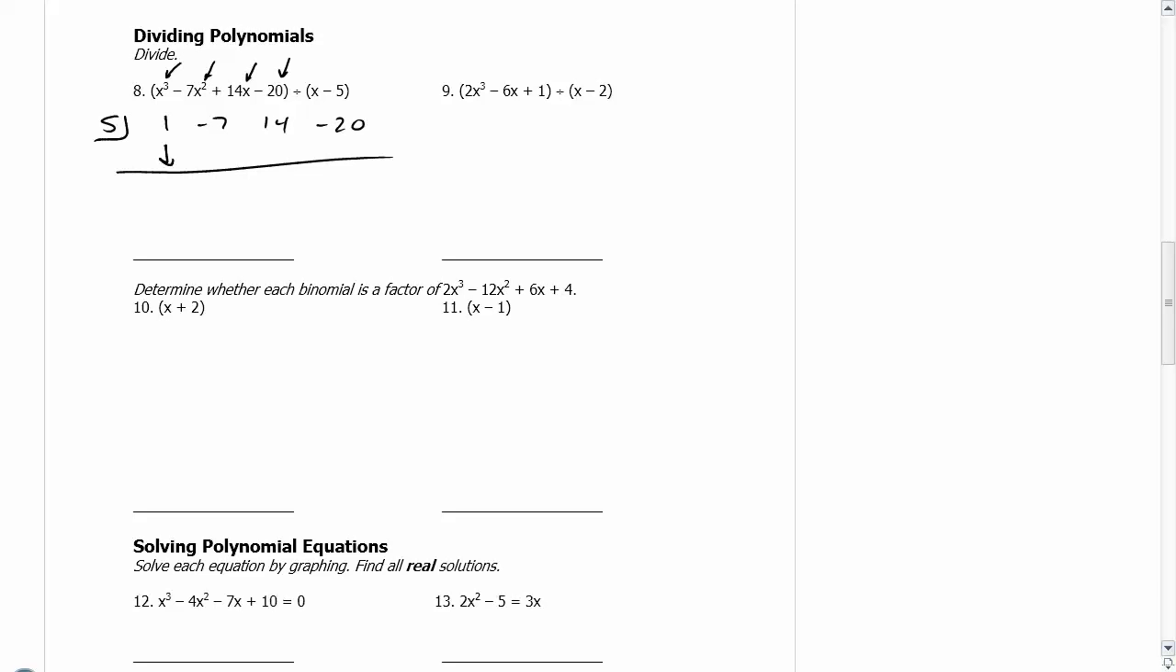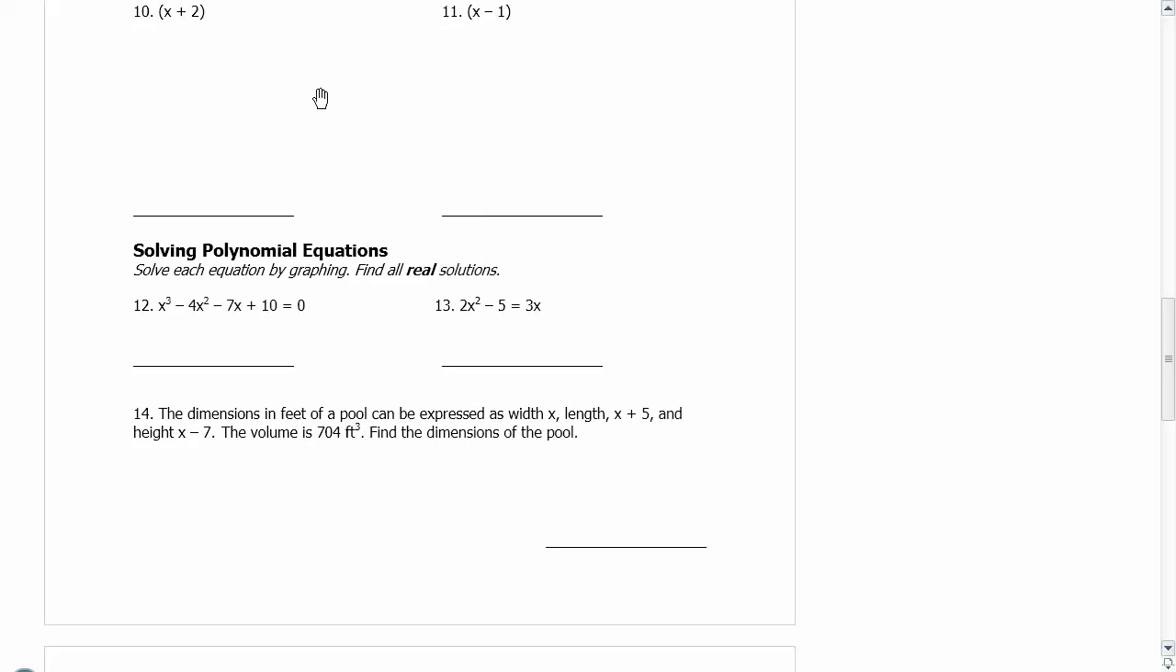Bring your number straight down, 1, multiply it by 5, add it up, negative 7 plus 5 is negative 2, multiply again, negative 10, add it up, 4, multiply it again, 20, and add it up and you get 0. So 0 is your remainder, this last number is your constant, this is your linear term, the middle one, and then it goes up to x squared. So your final answer, 1x squared minus 2x plus 4.